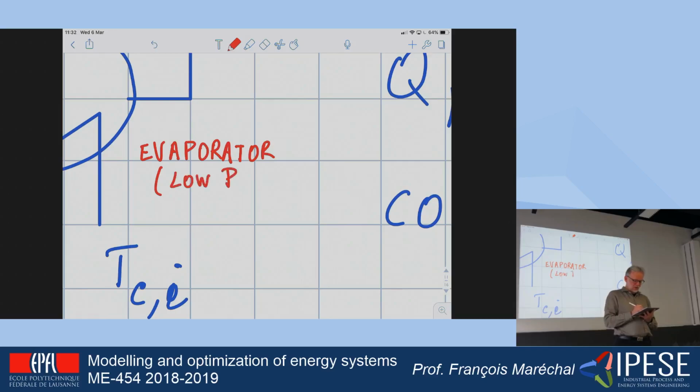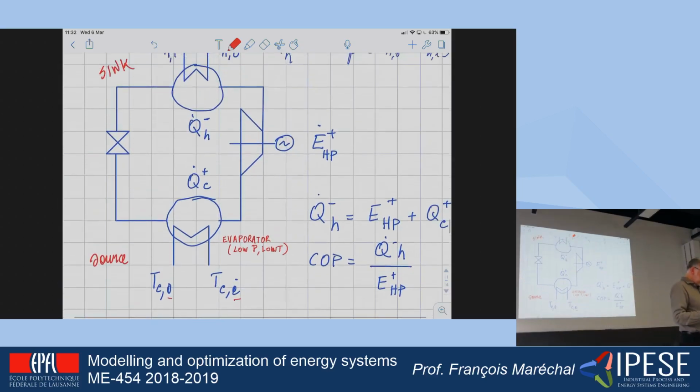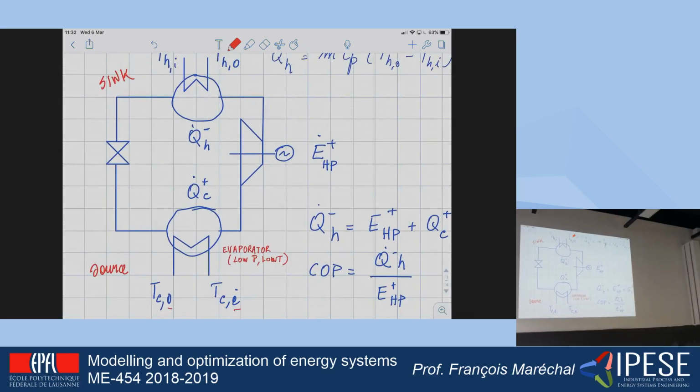At low pressure and low temperature, that is going to receive the heat from the heat source to make the evaporation. So here I will have a vapor stream that is produced. This vapor will be compressed by the help of an electrical motor.